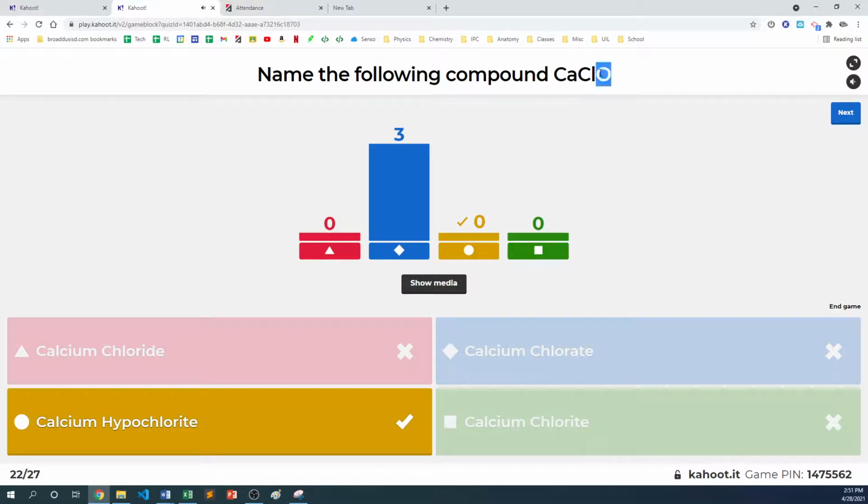So we have an oxygen attached to chlorine, so you know this is an oxyanion. If you look up the oxyanion for chlorine, chlorate, you see ClO3. But this only has one oxygen. So to go from 3 to 1, you need to remove 2 oxygens. And when you remove 2 oxygens, you need to add hypo and ite to it. So it becomes calcium hypochlorite.